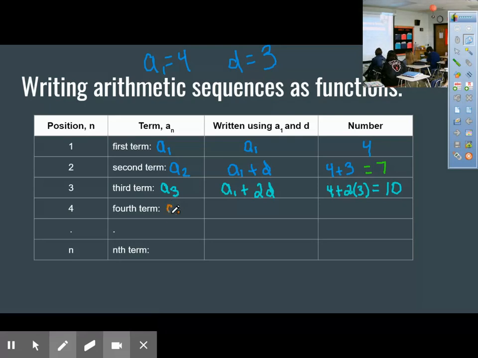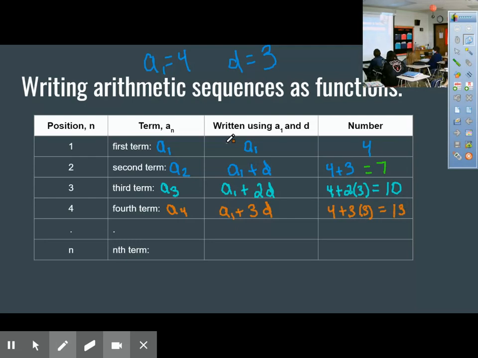The fourth term would have an A with a subscript of 4. That's how you would tell someone you're looking at the fourth term. And to figure the fourth term out, let's say I didn't know what the two middle ones were, 7 and 10, and I needed the fourth term based only on A1 and D. Well, you would do A1 plus 3 times the difference. Okay, so that would be 4 plus 3 times 3. 3 times 3 is 9, and 9 plus 4 is 13.